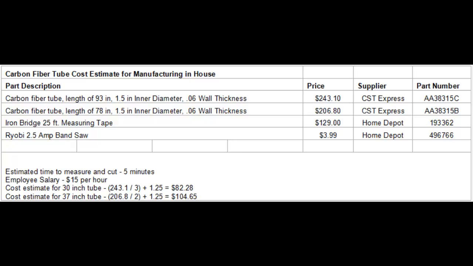In order to make the carbon fiber tubes, the raw material must be bought, the tubes must be measured, and then cut. In order to accomplish this, only 3 items must be bought: the tubes, a measuring tape, and a bandsaw. As you can see above, the cost of the bandsaw or measuring tape was not incorporated into the final cost estimate. This is because the cost is negligible when making 10,000 products or cutting 70,000 carbon fiber tubes.